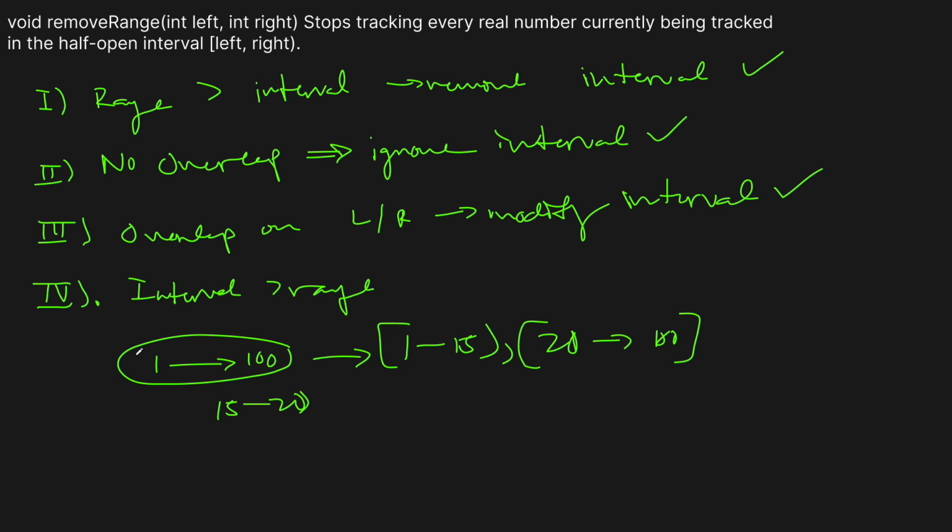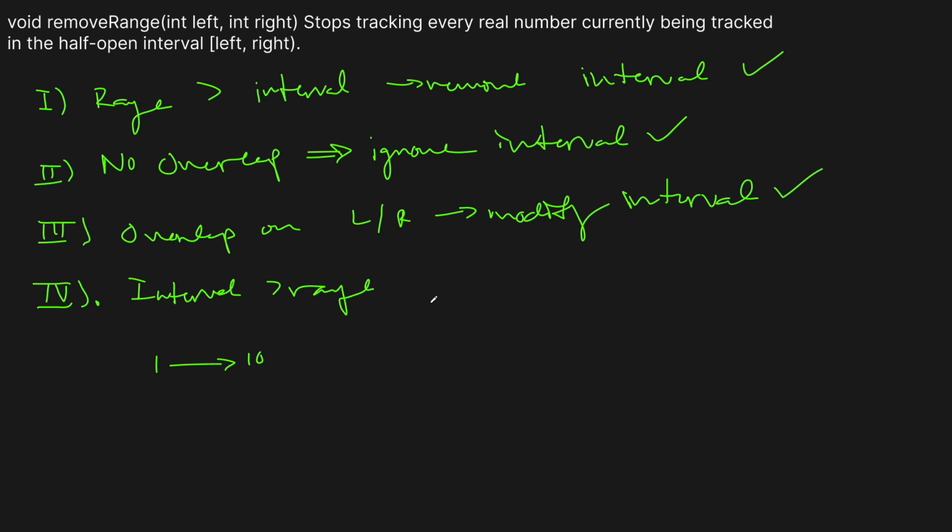So if our current interval is so large that it basically engulfs the entirety of the range we want to remove, then we have to split our interval into 2. So split interval, right? So those are your 4 cases for actually removing. Let's go through them.